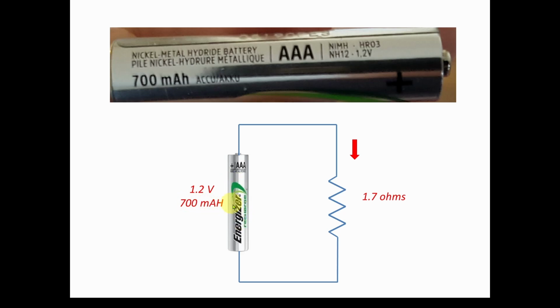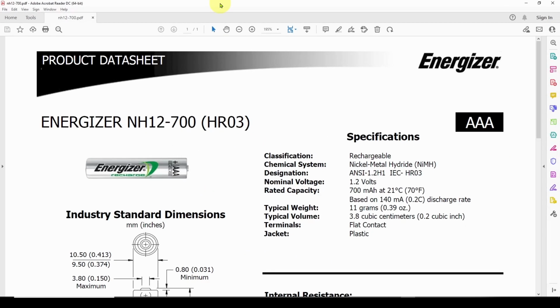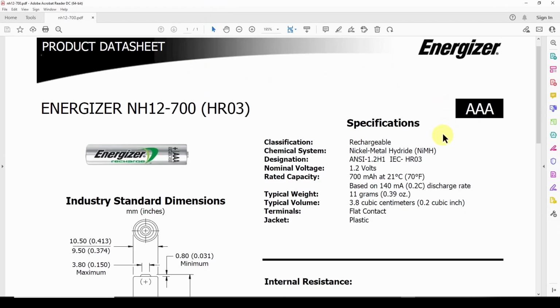So one of the challenges is you have to figure out, what's the state of the battery? Is there any way to figure out the state? How do I know if this battery is any good? One of the best things you can do is look at the data sheet for this battery and see what the manufacturer says. So here is the data sheet for an Energizer AAA battery, rechargeable nickel metal hydride.